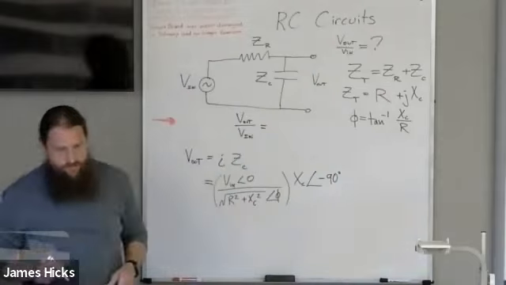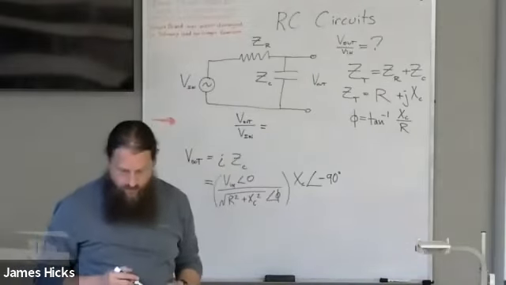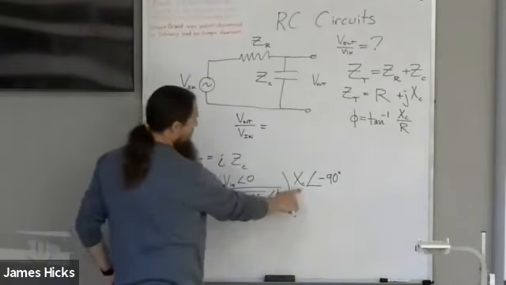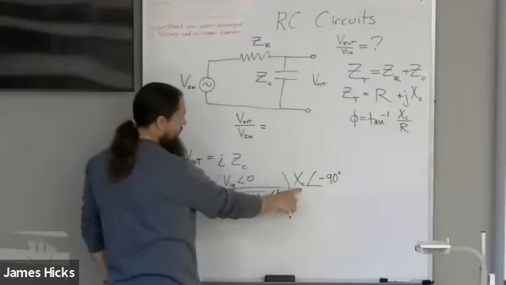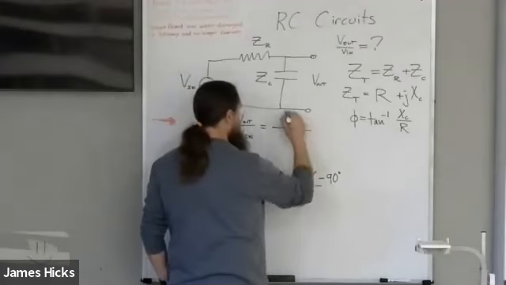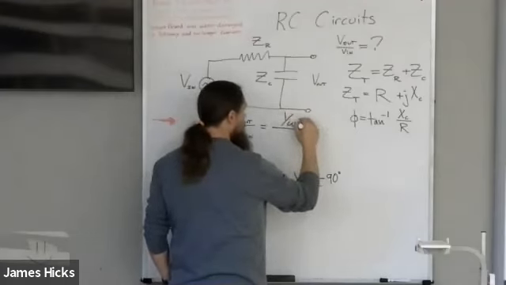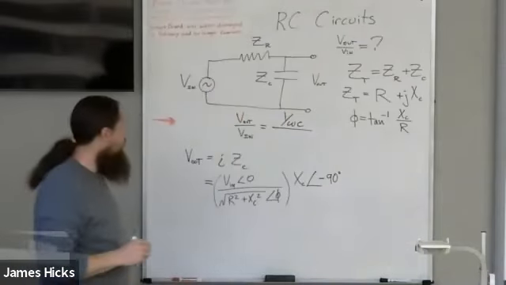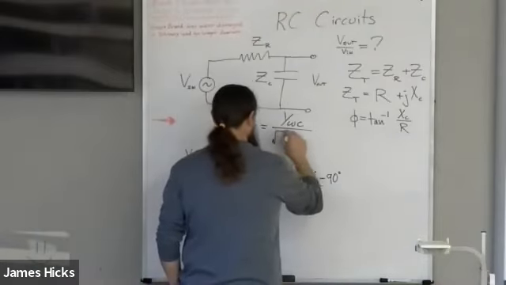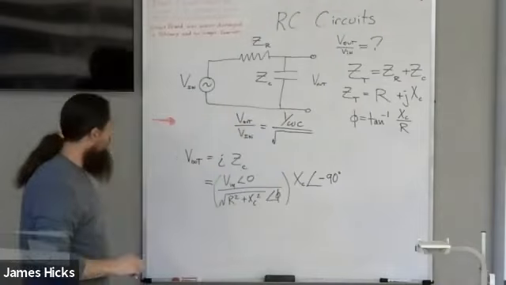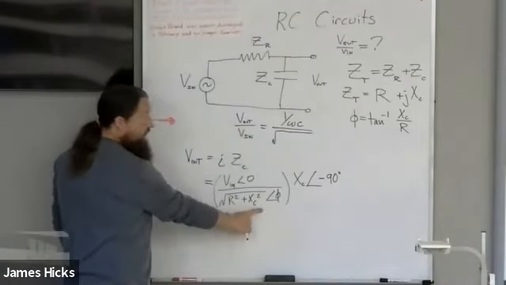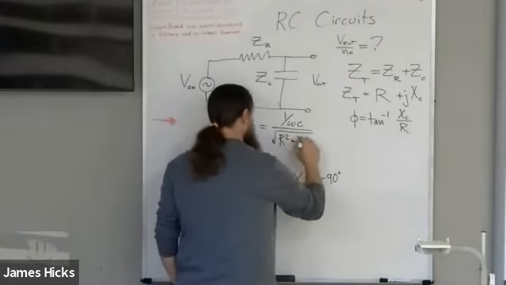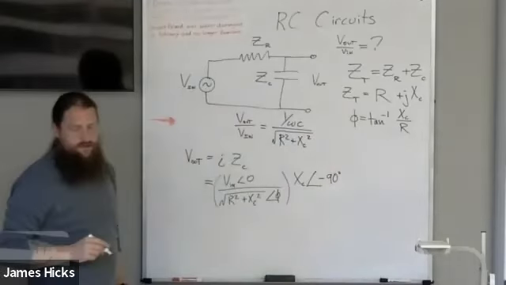So V out over V in. X_C here, that's 1 over omega C. In the denominator, you got this whole magnitude of the total impedance: square root of R squared plus X_C squared.